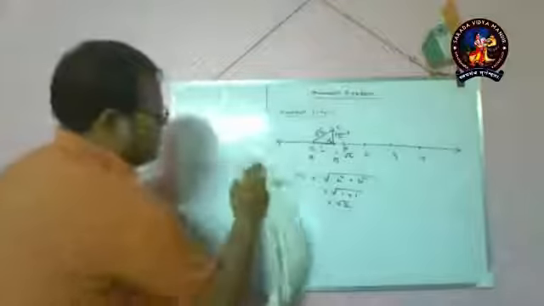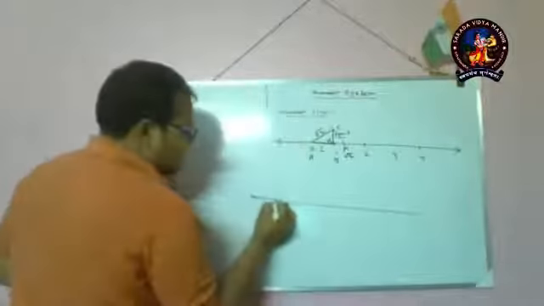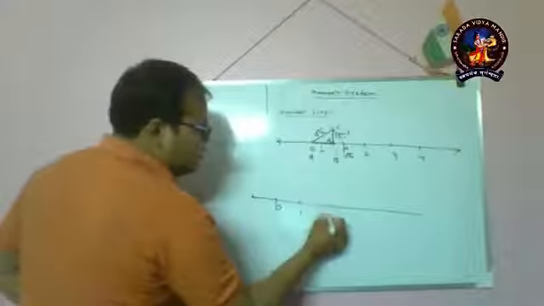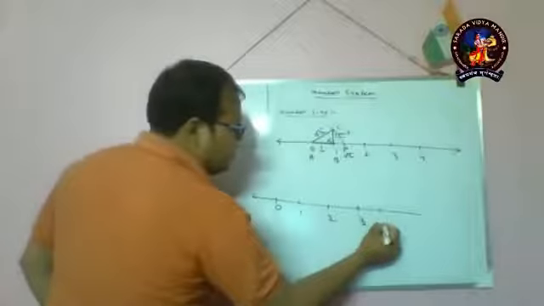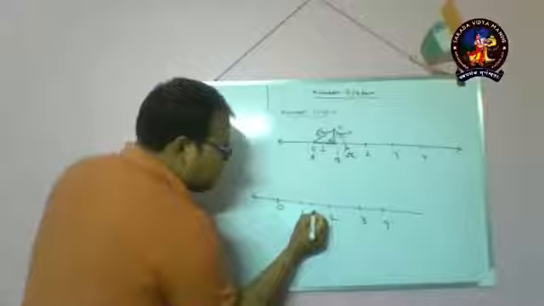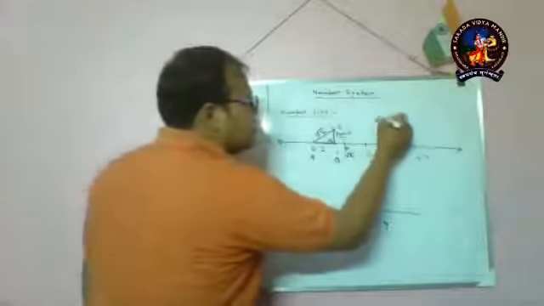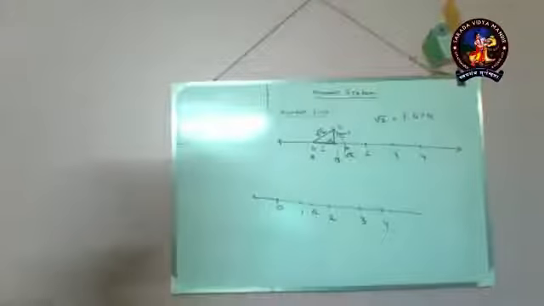Let's take root 3. Let's draw root 3. 0, 1, 2, 3, 4. Here what you have to do? You have to take root 2. Now we know where our root 2 is. It's between 1 and 2. And the approximate value of root 2 is 1.414. So it should be between 1 and 2.